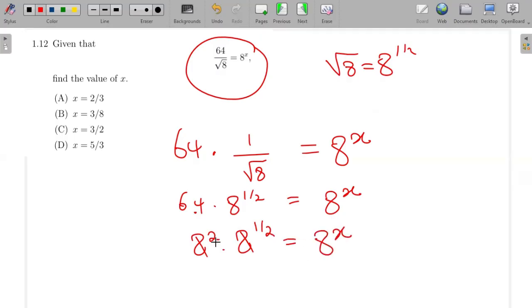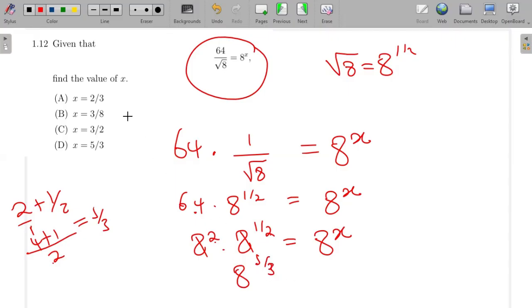So we can add 2 plus half. What would that give us? So 2 plus half, that would be 4 plus 1 over 3. So that would be 5 over 3. So that would be 8 to the power 5 over 3. Okay, 5 over 2. Am I seeing an answer there? Okay, maybe I've done the calculations wrongly.